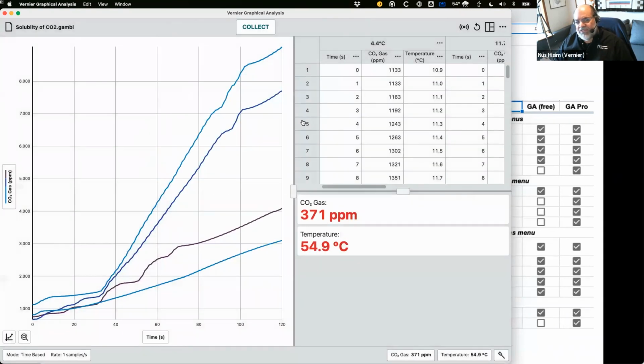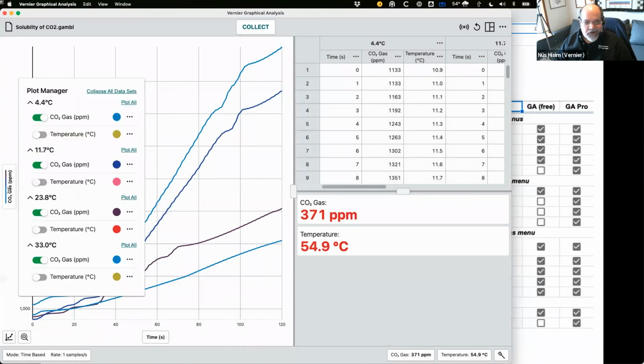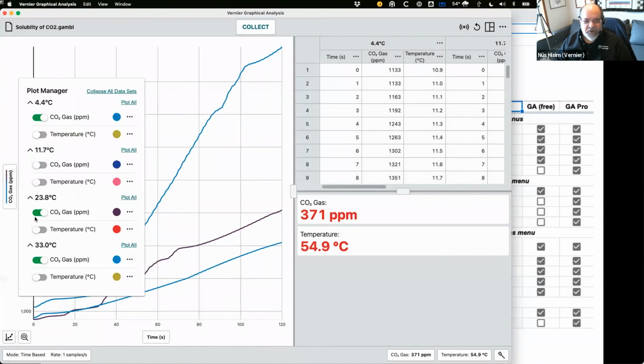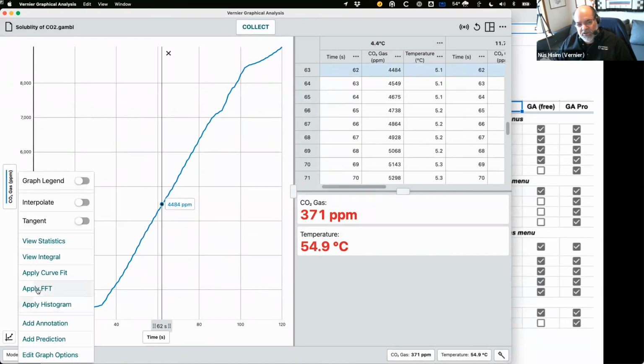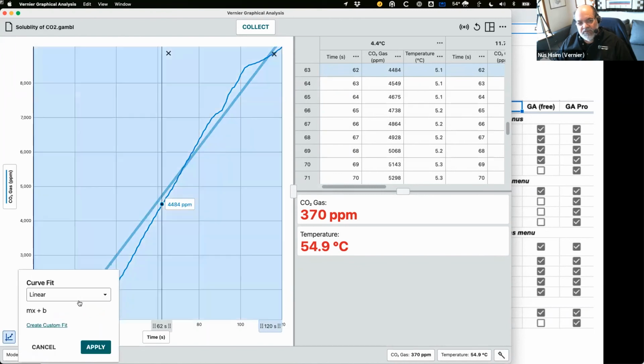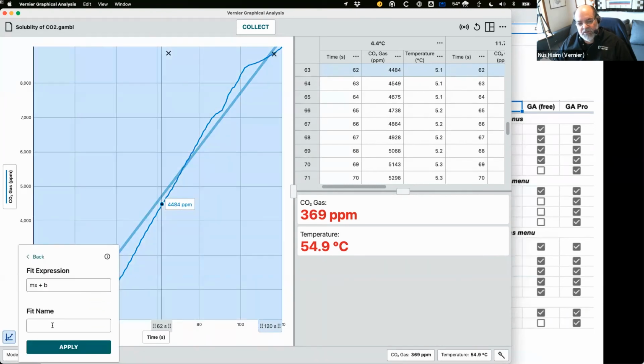And that also applies to curve fits. If you really wanted to fit some kind of a crazy curve to this data we collected, you can do a custom curve fit as well. Under the apply curve fit option, you'll notice there's an option for custom curve fit, and you can type in an expression here and then name it. I don't have a good example for this, but in a lot of the physics type experiments, this has been something a lot of customers asked for.